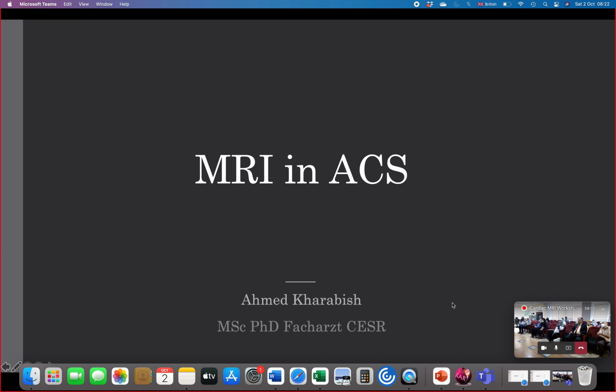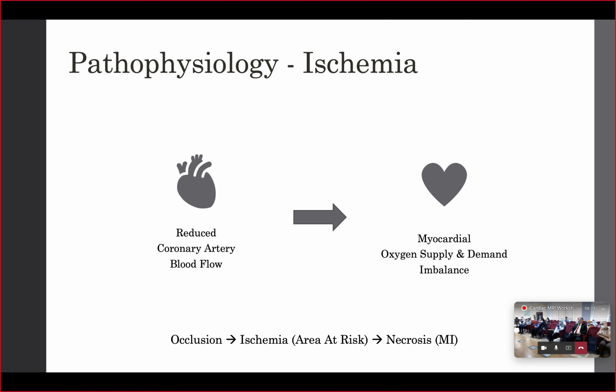So the first session was about the unobstructed coronary arteries. And this session is going to be about the acute myocardial infarction and obstructed coronary arteries. Before going inside these sessions and the lecture, the slides, I think that I need to give a brief introduction about what happens in the acute myocardial infarction and ischemia in order to see what is the role of MRI in acute coronary syndromes and acute myocardial infarction.